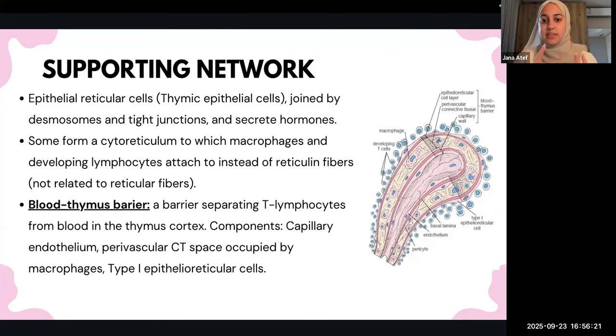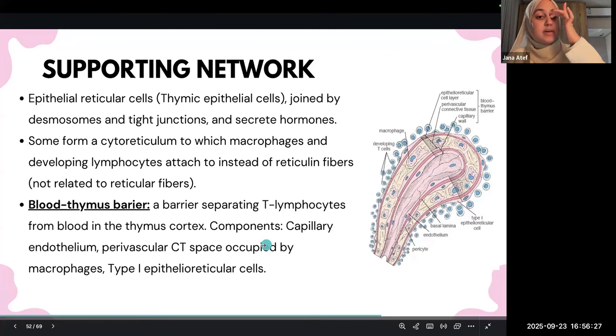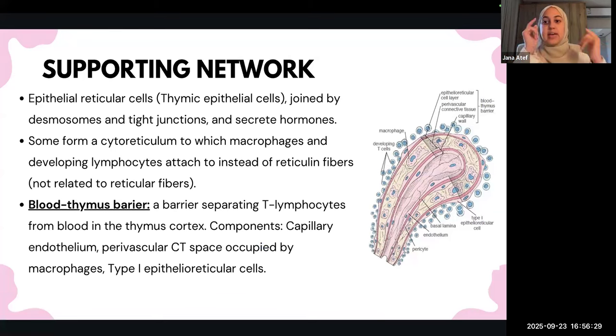That's why you need to have a blood-thymus barrier, okay? Now, the important thing from this slide that you need to know is the components of the blood-thymus barrier. What does it have? Capillary endothelium. It has perivascular connective tissue occupied by macrophages, or basically macrophages around the vessel, and it has type 1 epithelial reticular cells. A lot of big words. You only need to memorize it.